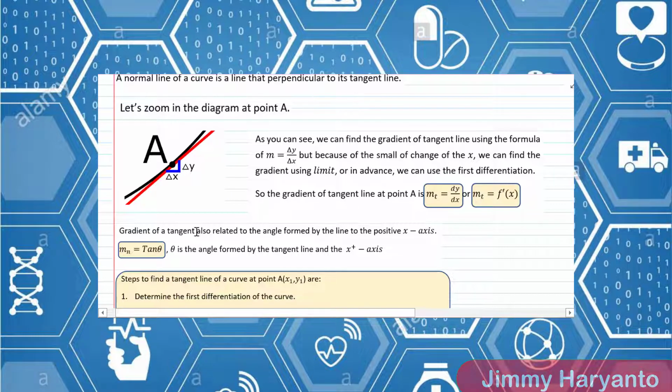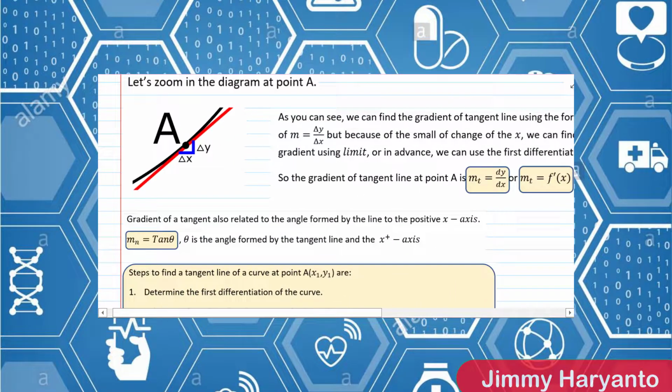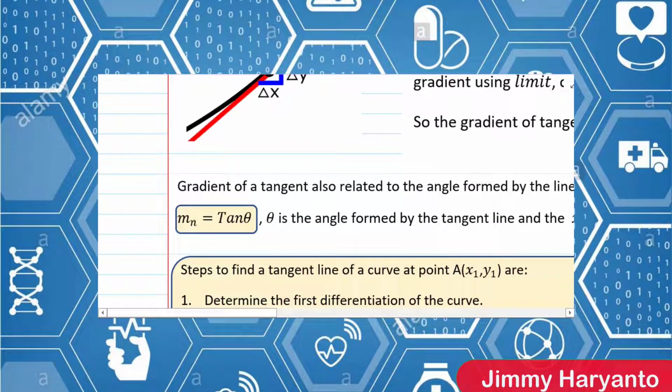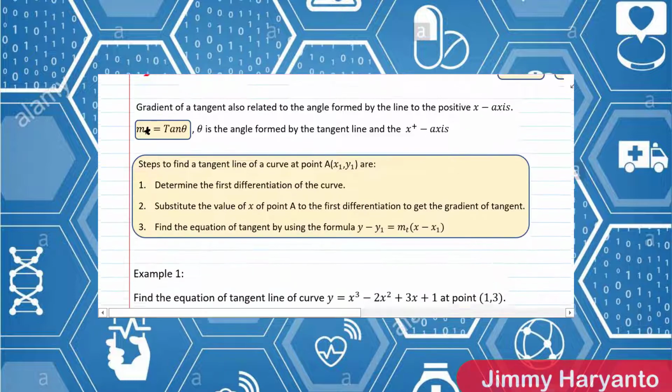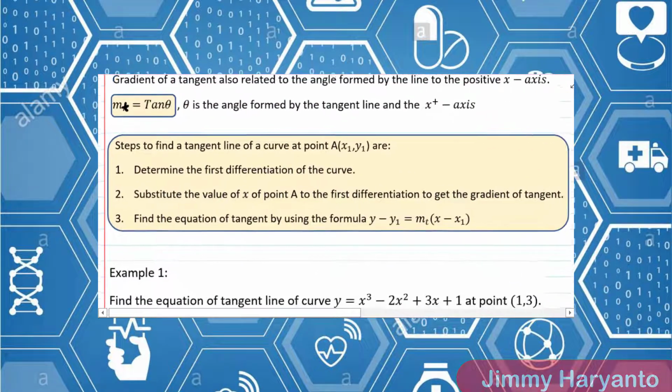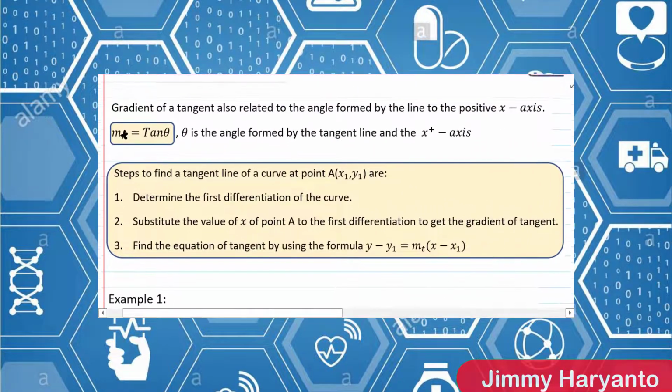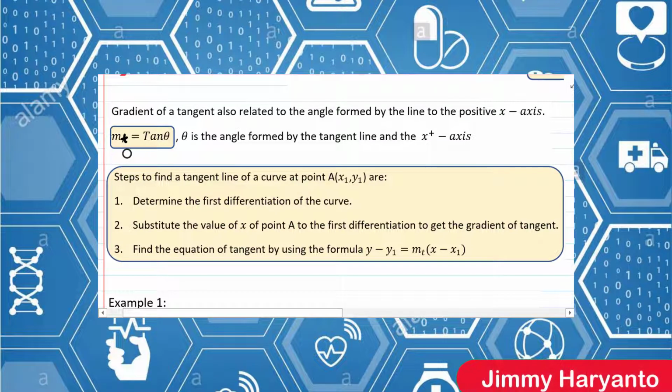Next, the gradient of a tangent is also related to the angle formed by the line to the positive x-axis. So this one is m tangent. The m tangent equals tan theta, where theta is the angle formed by the tangent line and the positive x-axis. We have several steps to find the tangent line of a curve at point A (x1, y1).